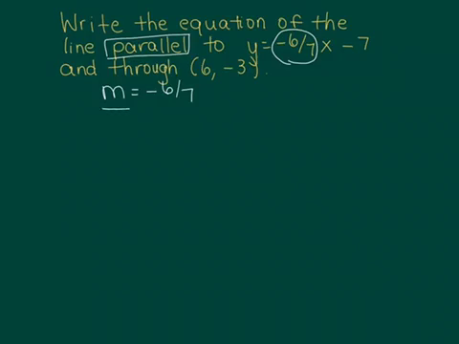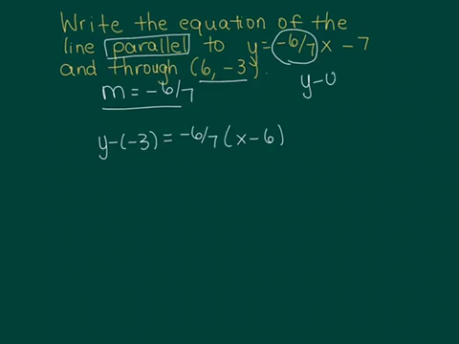So from here we take the slope and the point and we put this in point slope form. So y minus -3 equals -6/7 times x minus 6. So as a brief reminder, point slope form is y minus y1 equals m times x minus x1. Now we'll simplify this, so y plus 3, and then over here I'll distribute, equals -6/7 x plus 36/7.